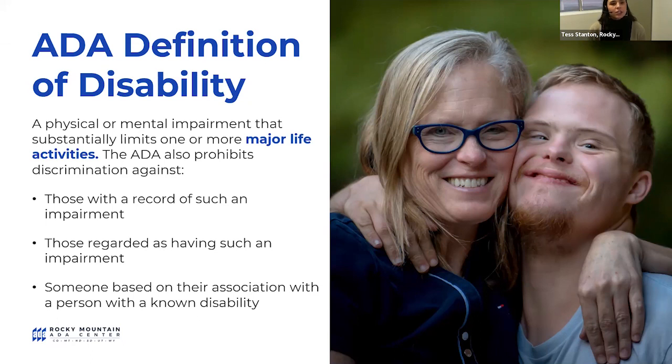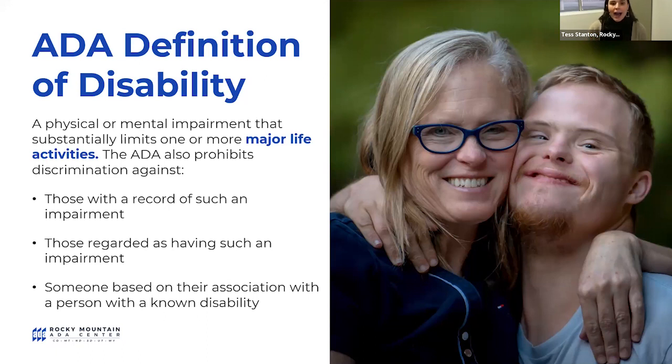So the ADA definition of disability is a physical or mental impairment that substantially limits one or more major life activities. And the ADA also has protections that prohibit discrimination against those with a record of such an impairment. So that might be someone who had cancer but is in remission, but they still have that record of having cancer. It also prohibits discrimination against those regarded as having an impairment. So this might be someone who has scars, but they're not substantially limited by those scars, but they're still treated as having a disability because of that appearance.